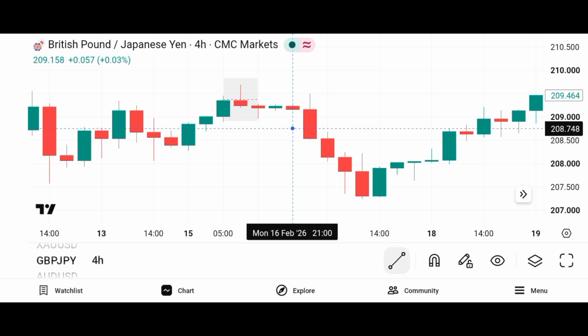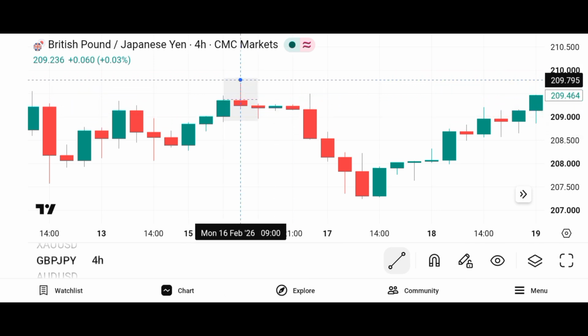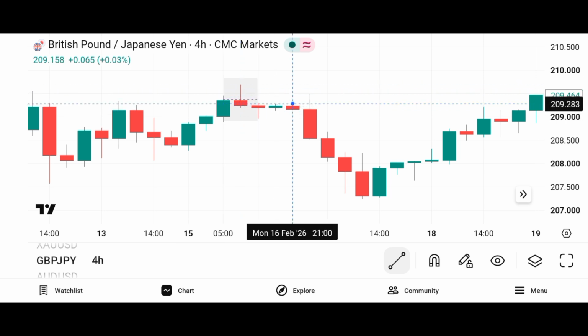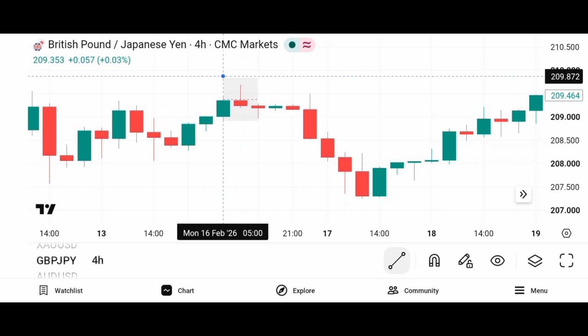Alright, this is our shooting star example. This one here, you can see the rejection of the wick from the sellers, and you see the market start dumping down immediately that was formed.